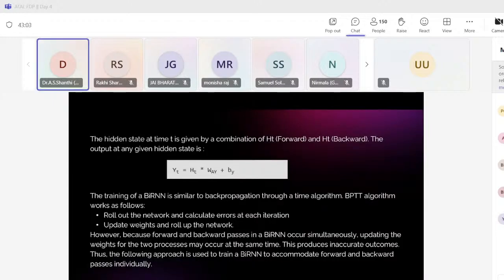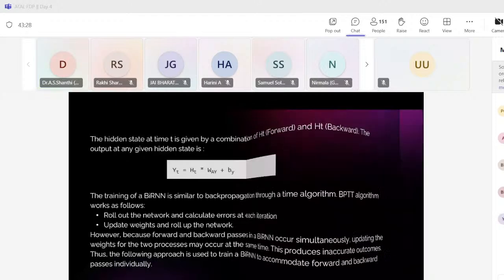However, because the forward and backward passes in a BiRNN occur simultaneously, updating the weights for the two processes may occur at the same time. This produces inaccurate outcomes. This is the disadvantage of BiRNN. So the following approach is used to train a BiRNN to accommodate forward and backward passes individually.